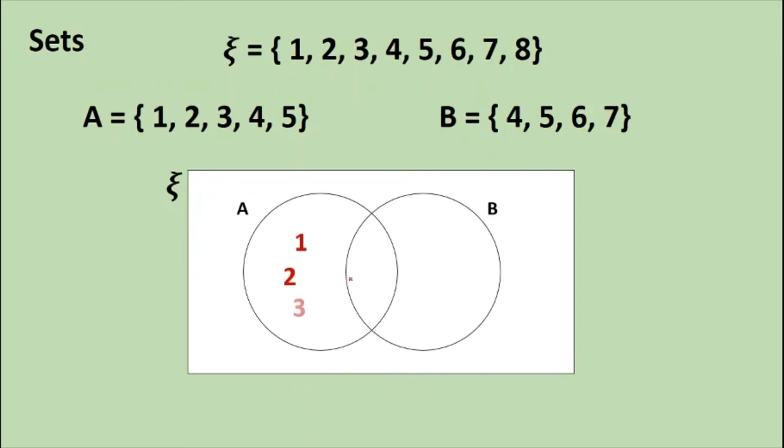So 1, 2, and 3 only are in A. 4 and 5 are both A and B. 6 and 7 are just B. And 8, don't forget that one, sits outside the circles because it's neither set A nor set B.